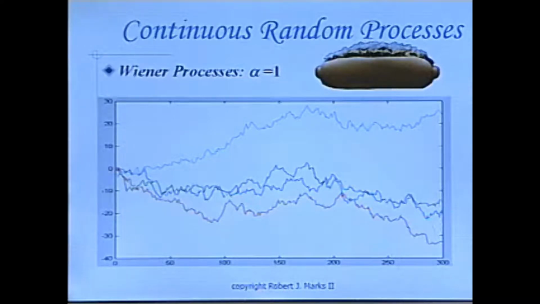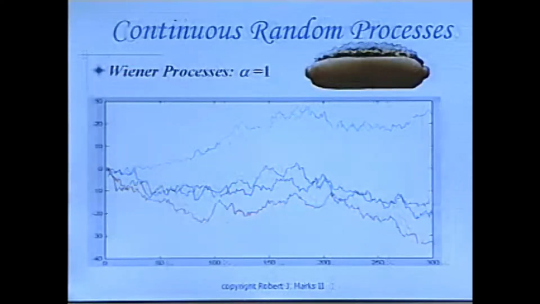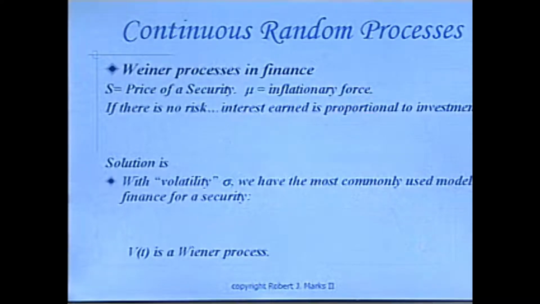The Wiener process is used in Brownian motion, where you have a small particle being bombarded randomly by water molecules, and it's moving around in a stochastic manner, the classic random walk. Another place that it is used quite extensively is in the area of finance.